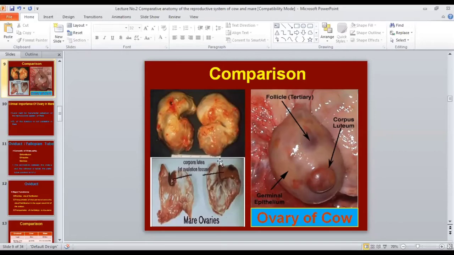And here in this picture, you can see the ovaries of a mare that are bean shaped or somewhat kidney shaped. And in this picture, you can see the ovulation depression, that is having a growing corpus luteum on the ovary.